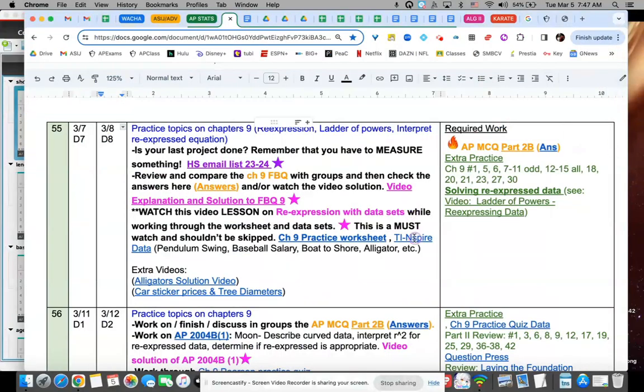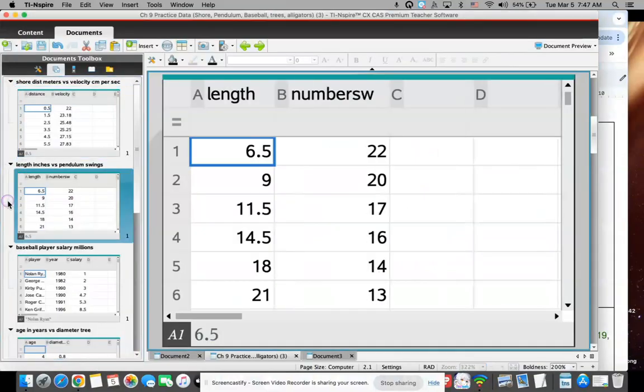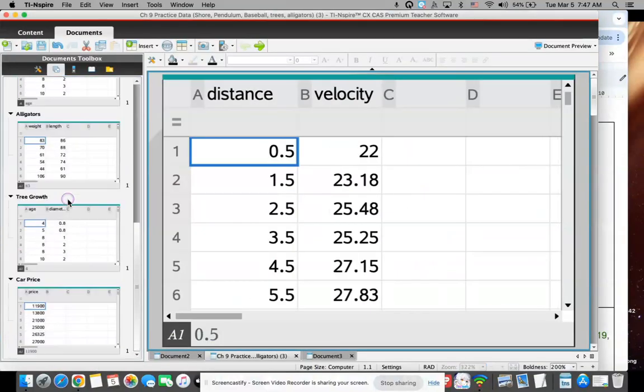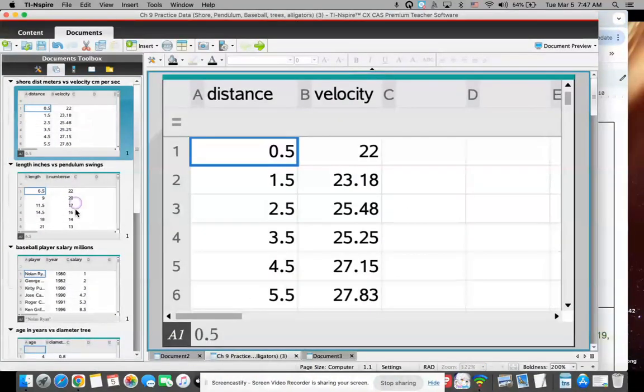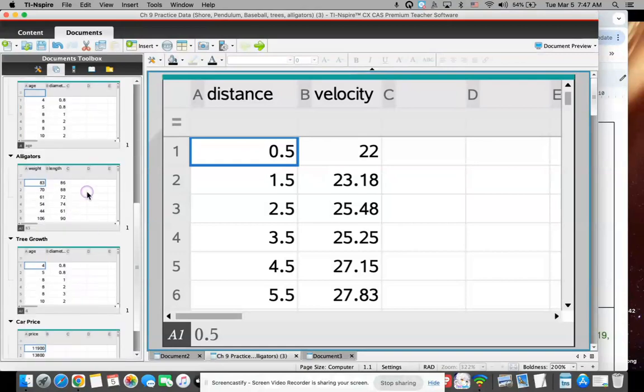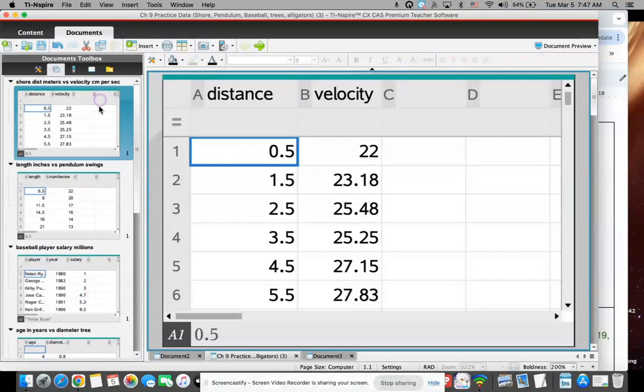So if you can open up this data set here, you'll get this data set. It's got all kinds of data sets over here on the left. You'll see we've got 1, 2, 3, 4, 5, 6, like 6 different data sets here that we're not gonna do all of them, but we'll use a few of them.